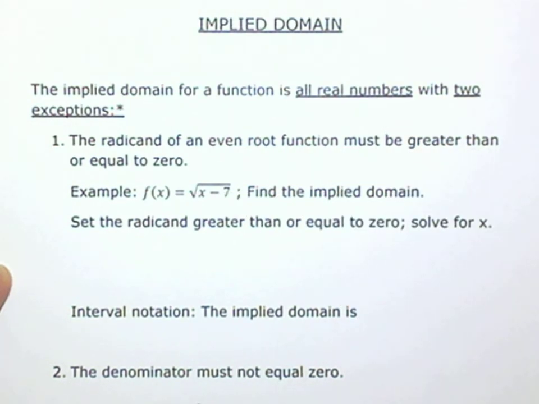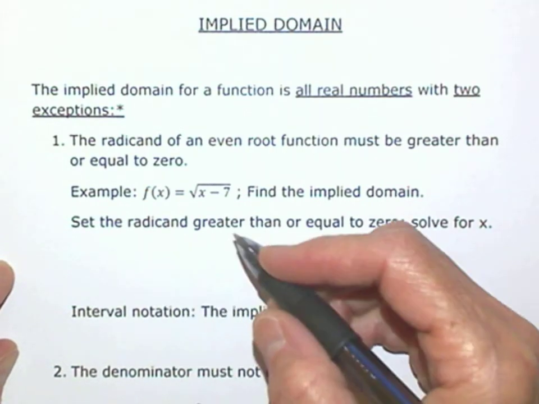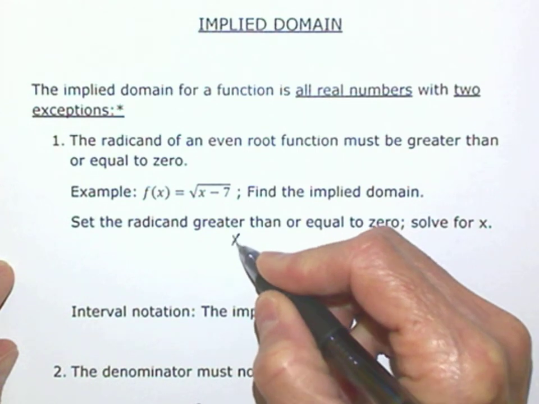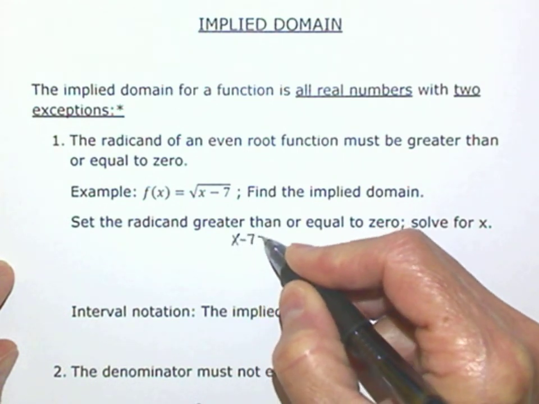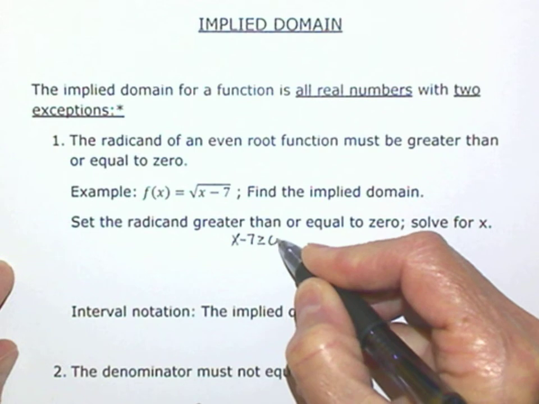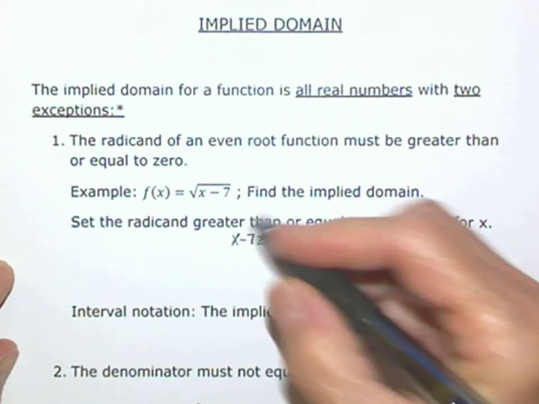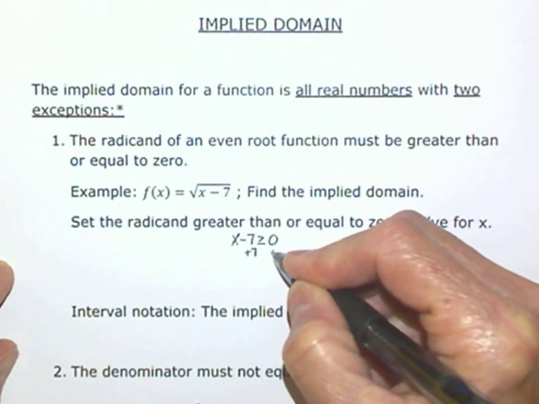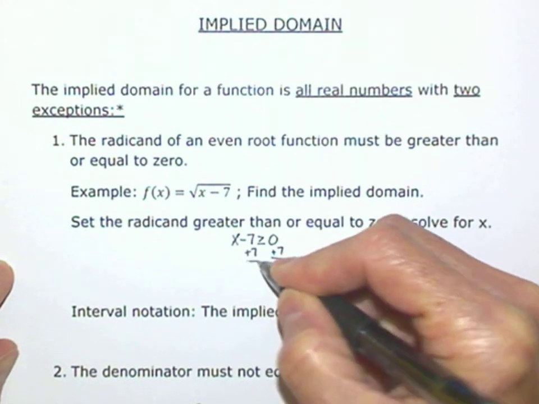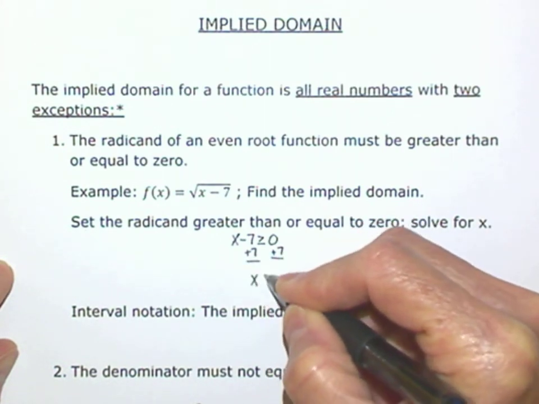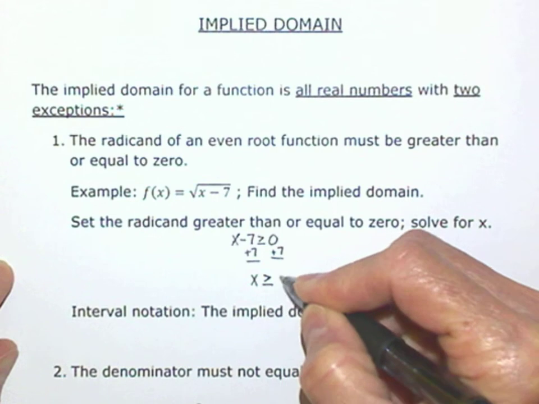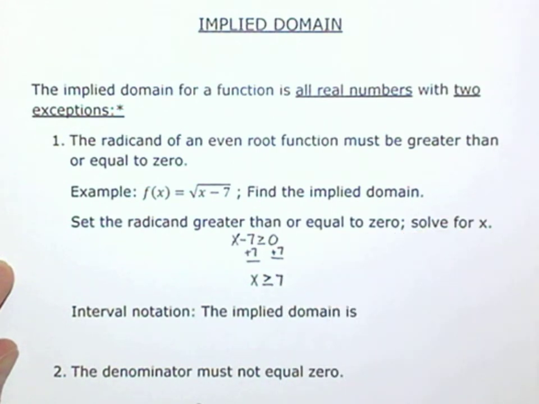For example, f of x equals the square root of x minus 7. Find the implied domain. To do that, we take the radicand and set it greater than or equal to 0 and solve for x. And we find that in this case x must be greater than or equal to 7.